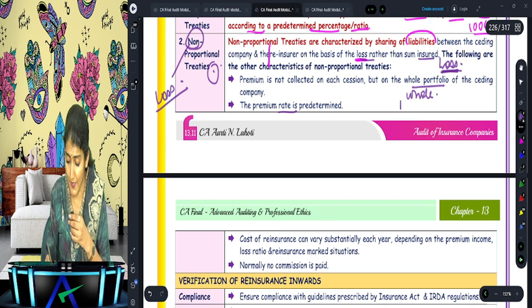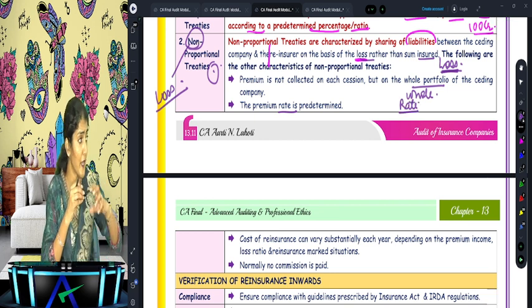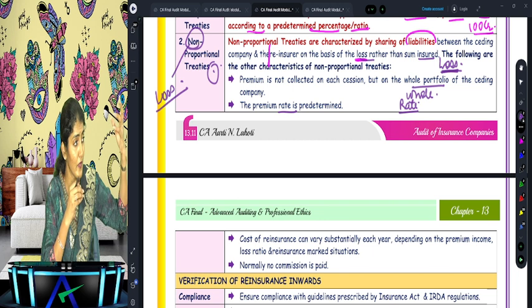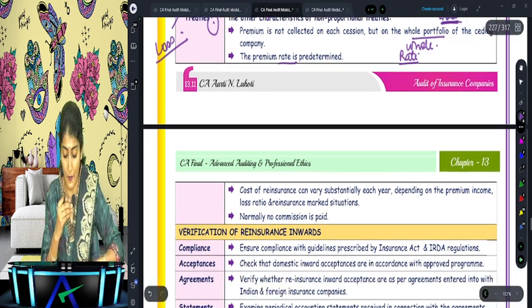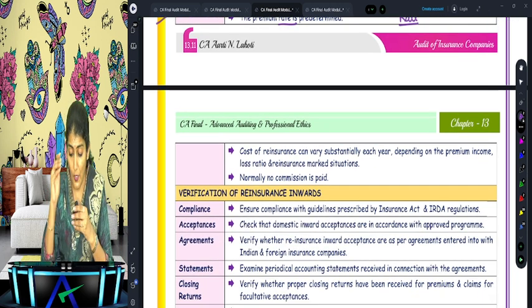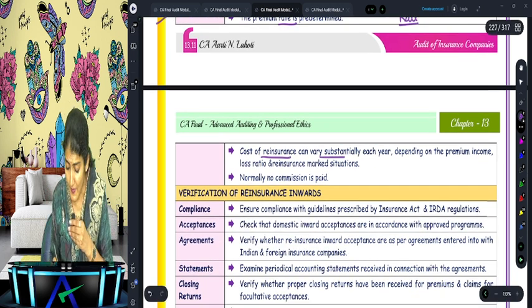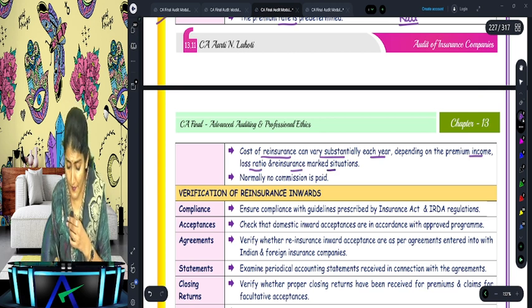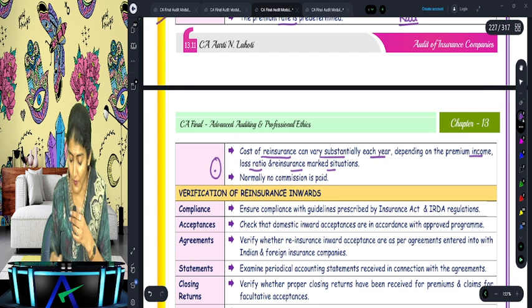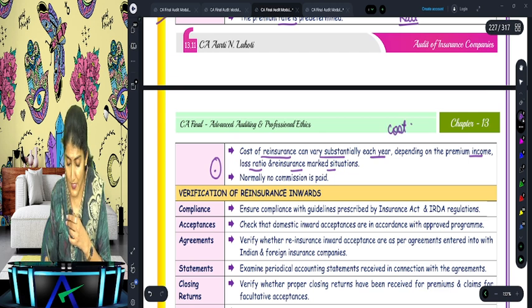The premium rate is predetermined. Premium rate means the premium which the ceding company needs to pay to the reinsurer. It says the premium rate is predetermined. Then the cost of reinsurance can vary substantially each year depending on the premium income, loss ratio and the reinsurance market situation. So again, the cost may vary substantially each year and normally no commission is paid.